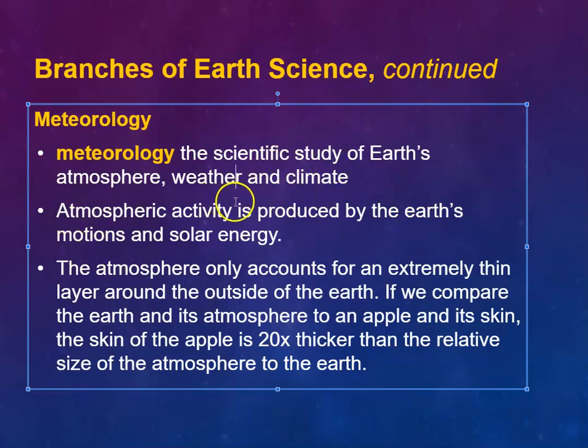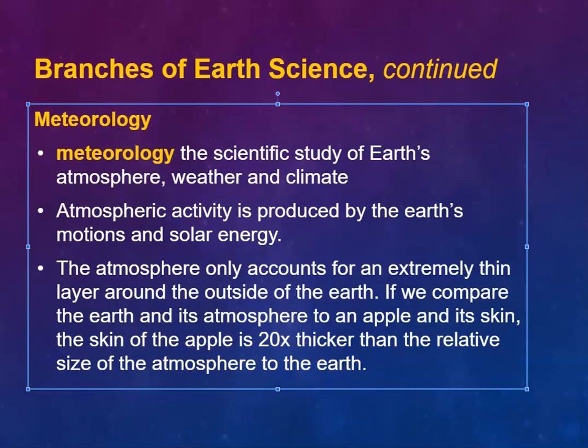All atmospheric activity is produced by the Earth's motions itself and solar energy. A lot of people don't realize it, but the spinning of the Earth itself actually has a lot to do with how the atmosphere works. Another thing to note here is that the atmosphere only accounts for an extremely thin layer around the outside of the Earth itself. If we compare the Earth and its atmosphere to an apple and its skin, the skin of an apple is about 20 times thicker relative to the size of that apple than the atmosphere is to the Earth. So the atmosphere is really, really thin.